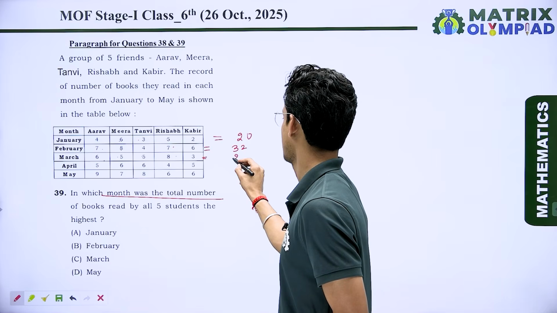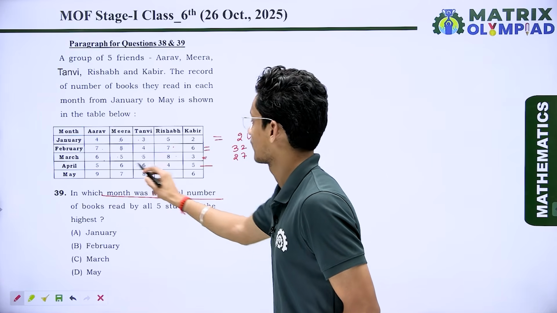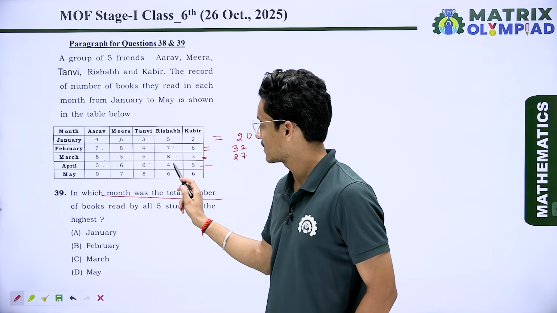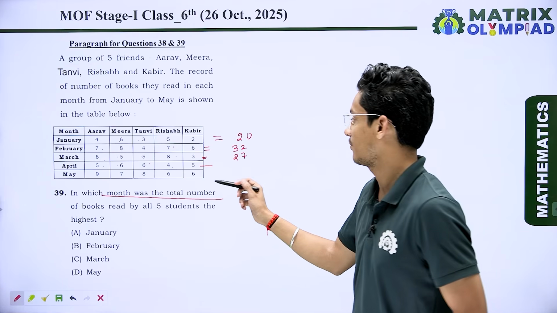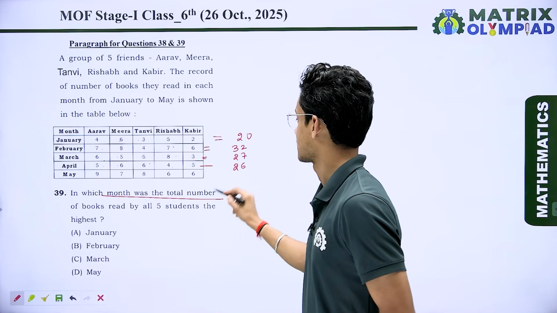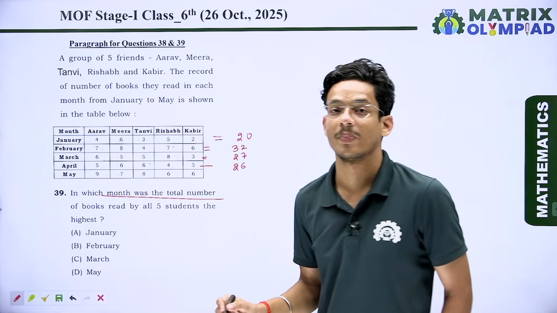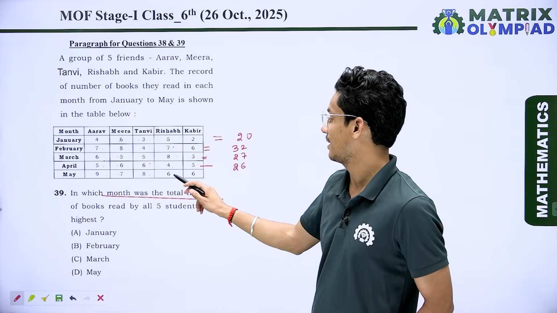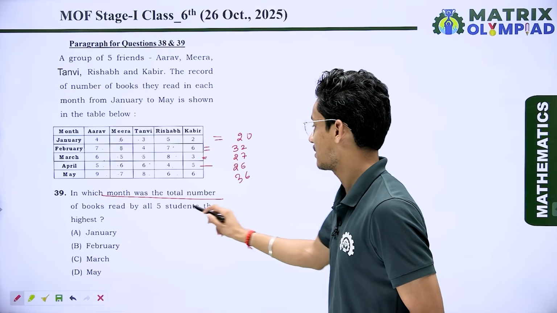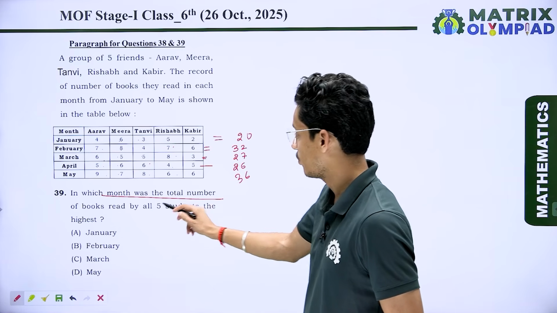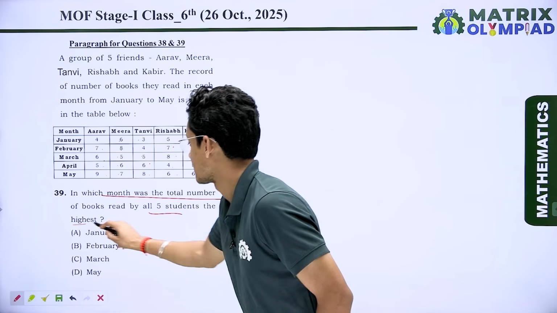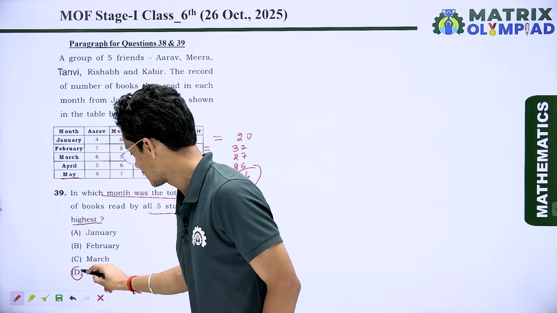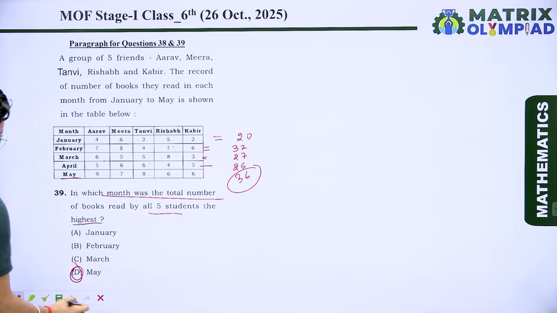Next, 6 plus 5, 11, 11 plus 5, 16, 16 plus 8, 24, 24 plus 3, 27. Next, 5 plus 6, 11, 11 plus 6, 17, 17 plus 4, 21, 21 plus 5, 26. And last, 9 plus 7, 16, and 16 plus 8, 24, 24 plus 6, 30, and 30 plus 6, 36. It means in which month the total number of books read by all 5 students is the highest? The highest here is 36, and the month is May. So option number D is the correct answer over here.